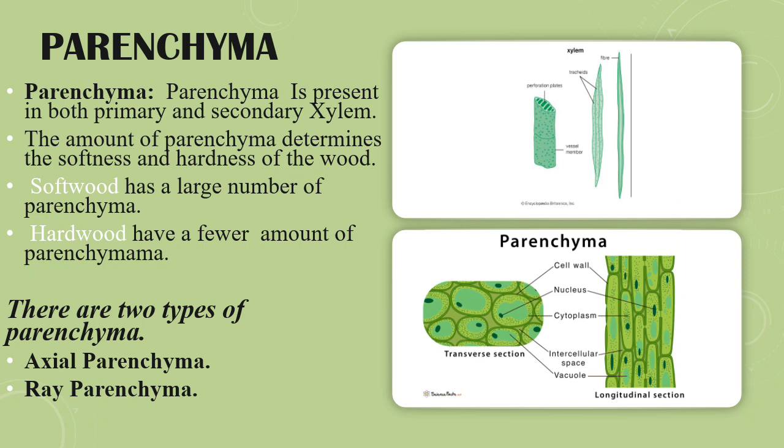Parenchyma. Parenchyma is present in both primary and secondary xylem. The amount of parenchyma determines the softness and hardness of wood. Softwood has a large number of parenchyma. Hardwood has a fewer amount of parenchyma cells. There are two types of parenchyma: axial parenchyma and ray parenchyma.